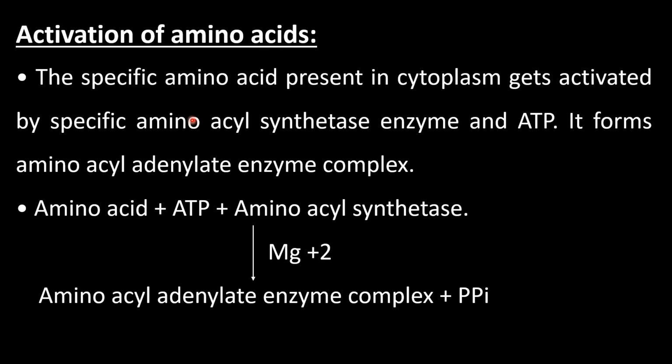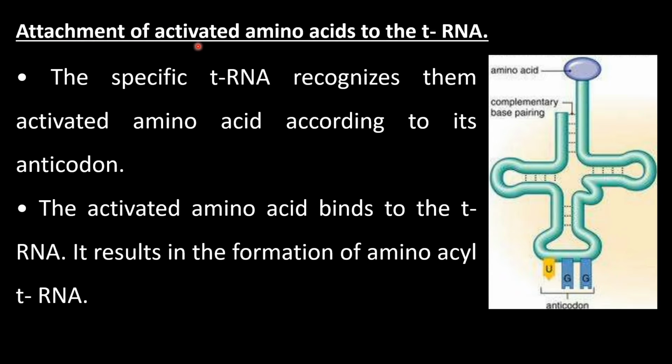So formation of peptide bond between the amino acids requires energy, and energy will be provided by this energy currency, ATP. The next step is attachment of activated amino acid to transfer RNA. The specific transfer RNA recognizes the activated amino acid according to its anticodon. The activated amino acid binds to the transfer RNA. It results in the formation of amino acyl transfer RNA.